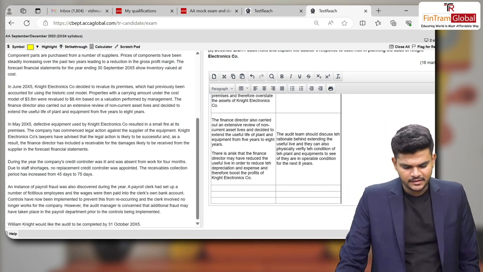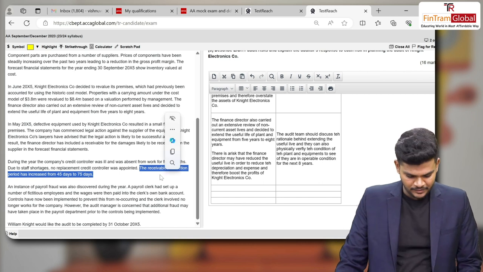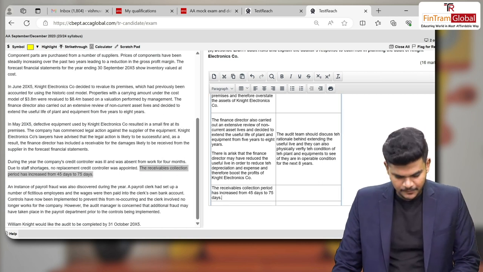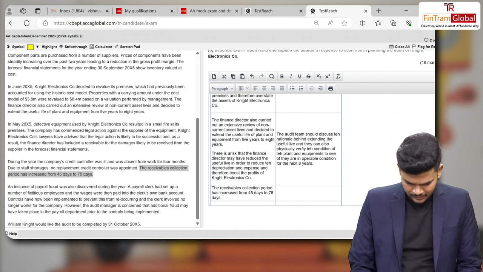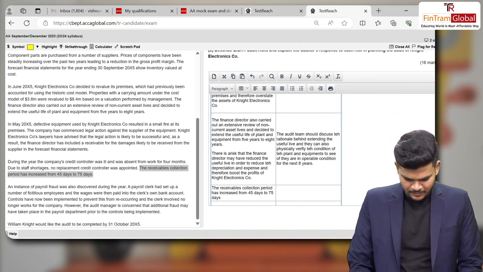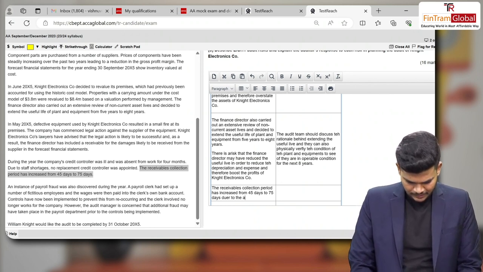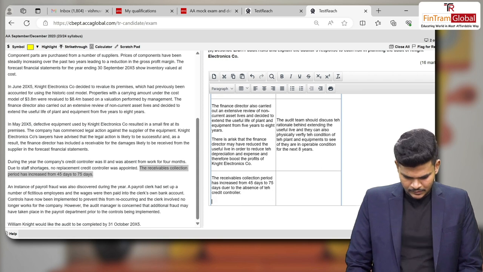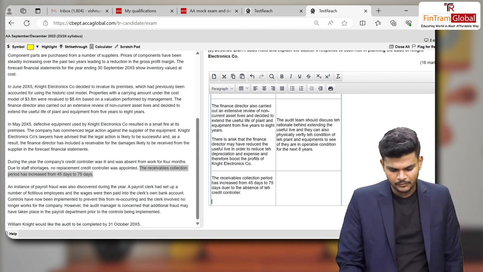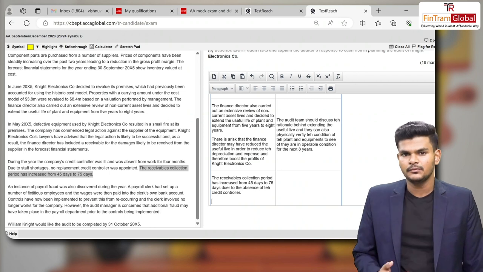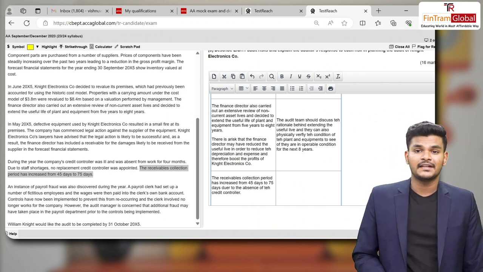The next risk is about the receivables collection period, isn't it? So I'm just going to write down over here. I need to expand it a little bit. This particular increase happened due to the absence of the credit controller, isn't it? So what exactly is the problem with having this particular issue of increased receivables collection period?